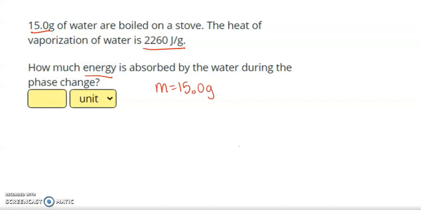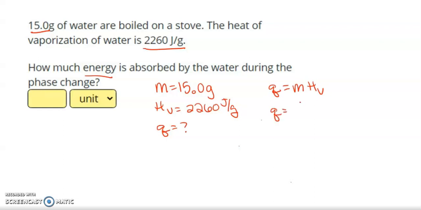My first given is mass, that's 15 grams. 2,260 joules per gram is the heat of vaporization because it's boiling. So HV equals 2,260 joules per gram. And then I'm looking for energy, and the letter for that is Q. I pick an equation that relates all three of these, and that equation is Q equals M HV.